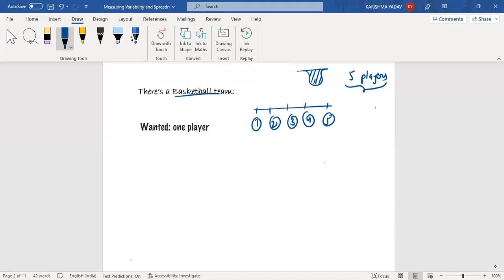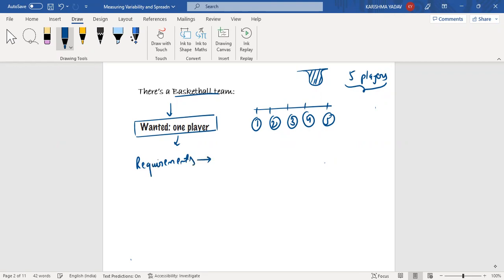Now the question is that due to some accident, they are a player down and they need a new team member. They need one player for their basketball team. Now, what are the requirements for that new team member?